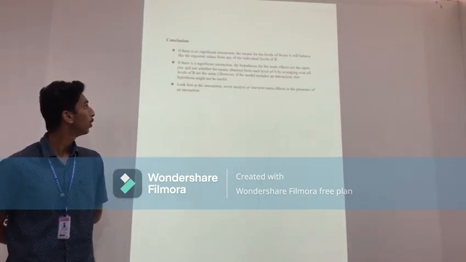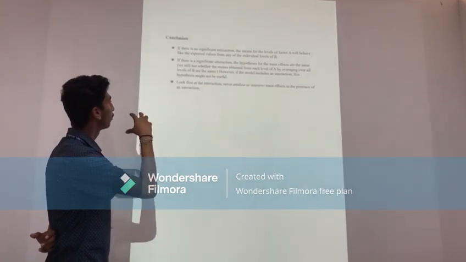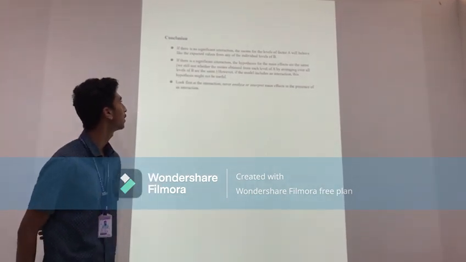At the last point, look at the interaction first, and never analyze the main effects in the presence of a significant interaction.